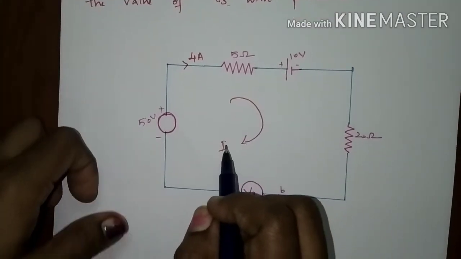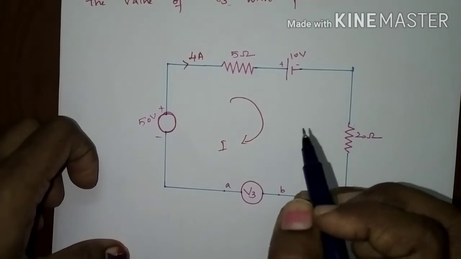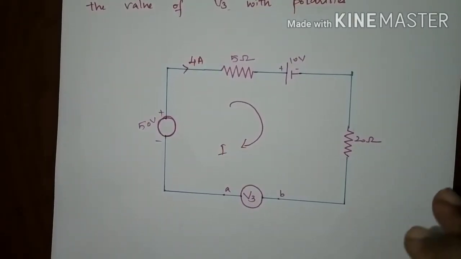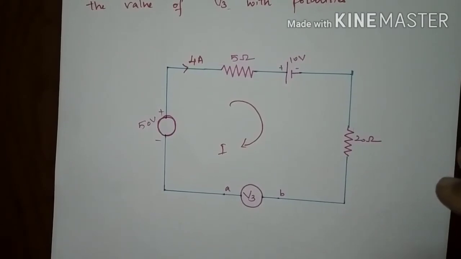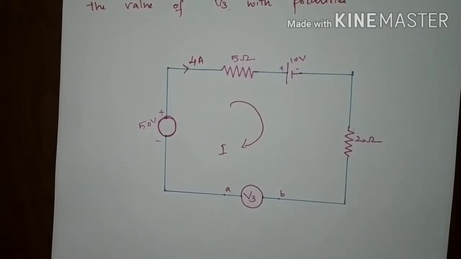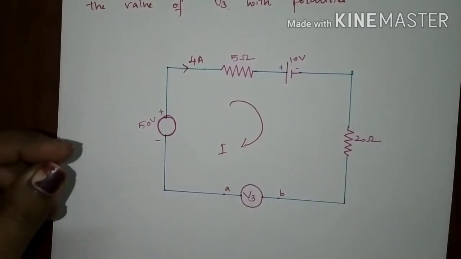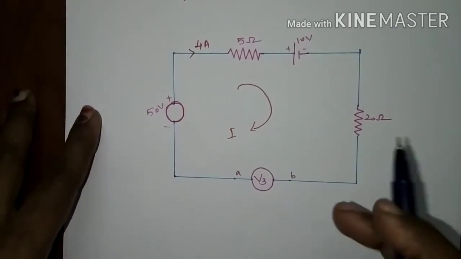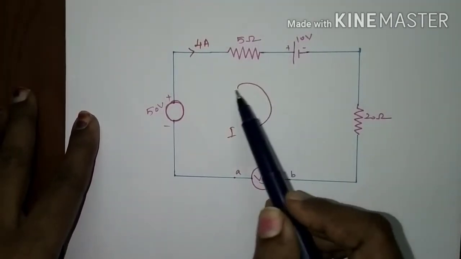Now we can apply KVL. The sum of the source voltages and the energy voltages present in the circuit would be equal to the sum of the drops, or the sum of the voltage rise plus the voltage drop would be equal to 0. It is KVL, Kirchhoff voltage law. It is a conservation of energy law. So apply KVL in this circuit.